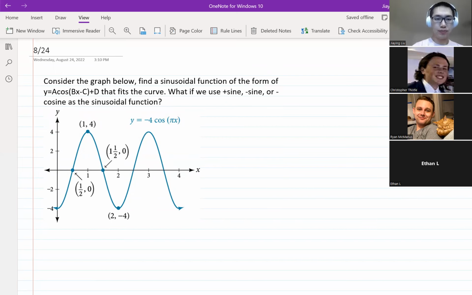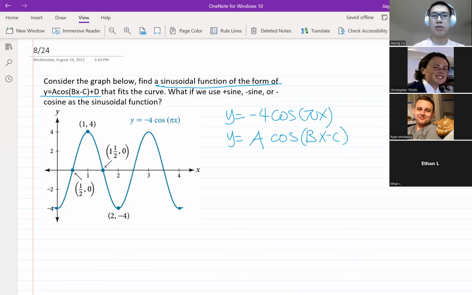So here's the graph of this function: y equals -4 cosine pi x. It's already given. So we actually don't need to find the sinusoidal function in the form of a cosine bx minus c plus d. And if we do, we can just try to match it. So we got y equals -4 cosine pi x. And if we want to match in the correct form, y equals a cosine bx minus c plus d, we're just going to look for the corresponding part.